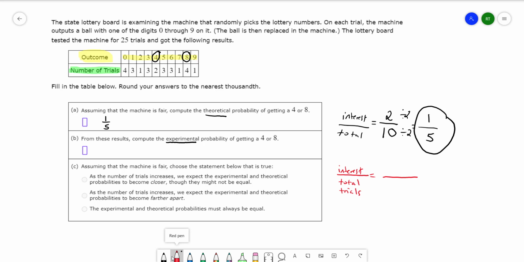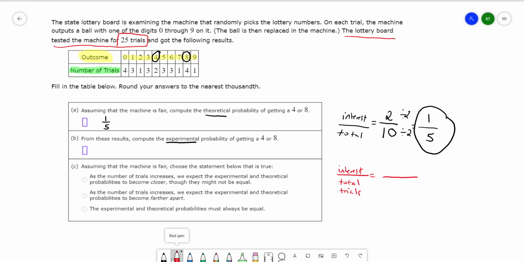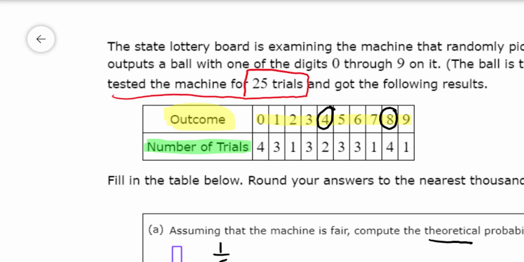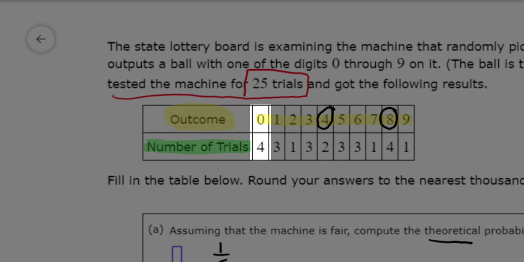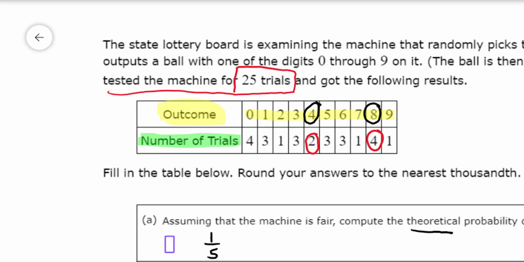So first of all, let me look at how many trials were done. And if I go to the very top in the paragraph, it says here, the lottery board tested the machine for 25 trials. So that's how many trials were conducted. So that'll be my bottom number. There's 25 total trials. And out of those trials, if you look at the table, they're telling you, for example, in the first one, a 0, it came out to be a 0 4 times. It came out to be a 1 3 times. It came out to be a 2 1 time, and so on and so forth. But we're only interested in how many times it came out a 4 or an 8 in the trials. So for the 4, it came out 2 times, and the 8 came out 4 times.